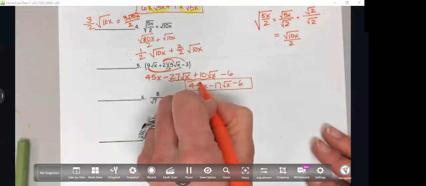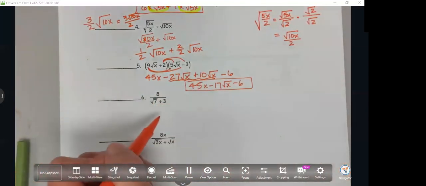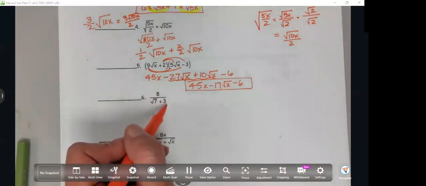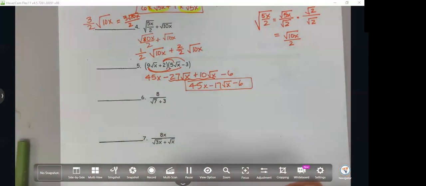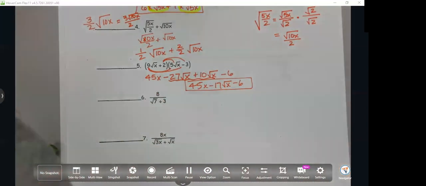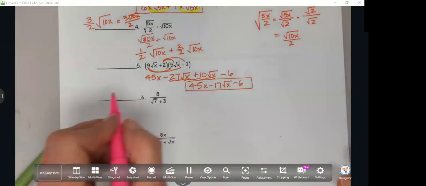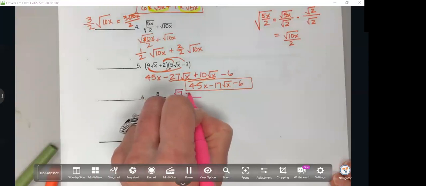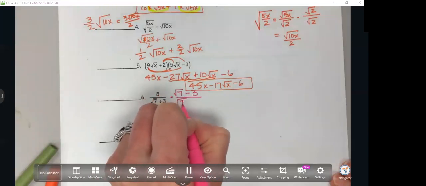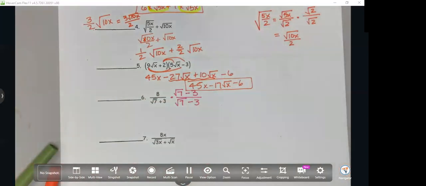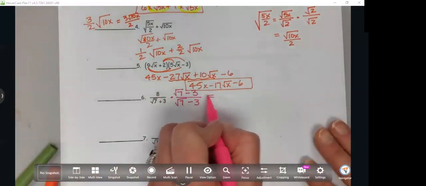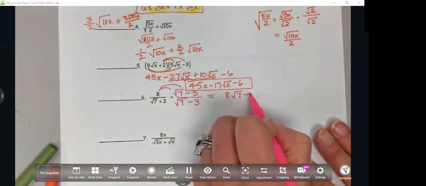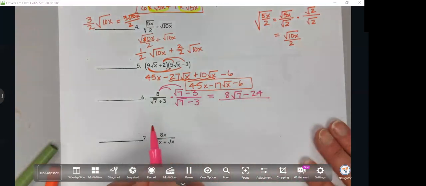And boom. And now here, I cannot just multiply by the square root of 7 over the square root of 7 because I would get 3 square root of 7. If you try and do that, don't do that. So we're going to multiply by the conjugate. Remember that? And that is basically the exact same binomial except for minus instead of plus. So square root of 7 minus 3. Now I distribute that 8 to both. So I get 8 square root of 7 minus 24 in the numerator.